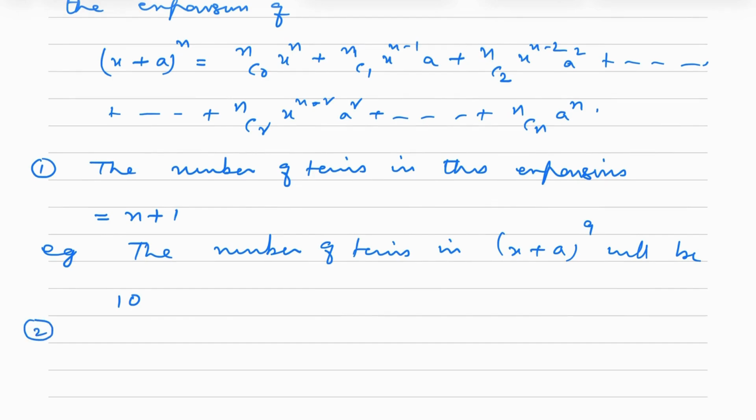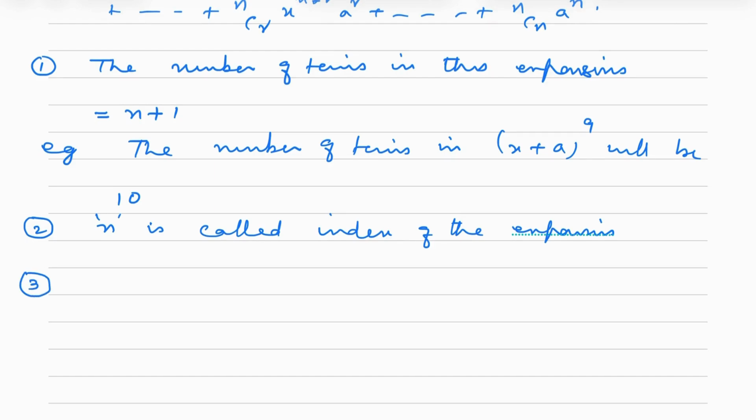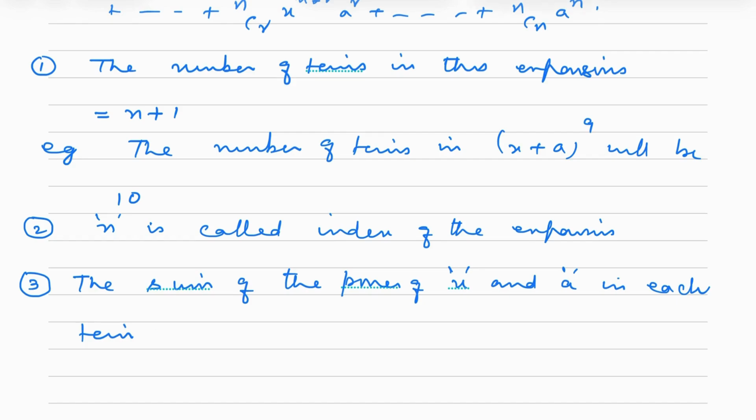Now, second point here is, n is called the index of the expansion. N is called what? Index of the expansion. Third point is, the sum of the powers of x and a in each term is always equal to the index n.